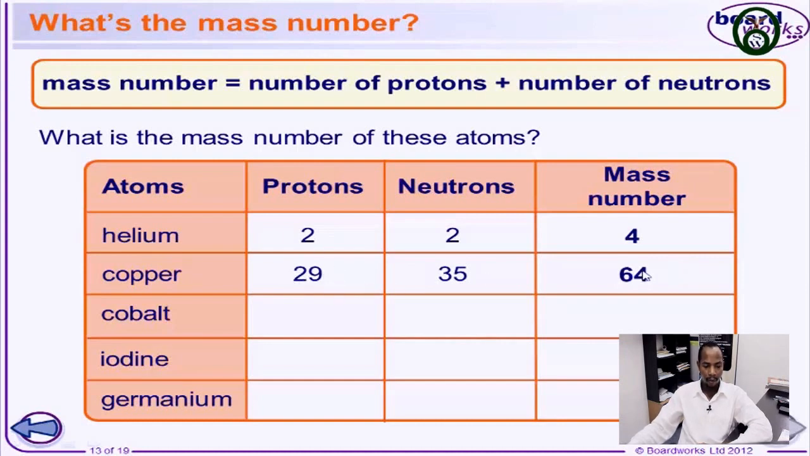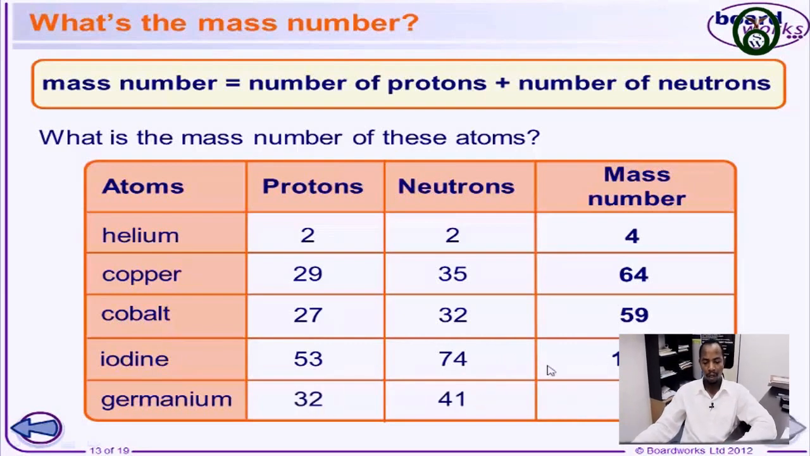Now, for cobalt, if the number of protons is 27 and the number of neutrons is 32, it therefore means the mass number will be 59, because 27 plus 32 is equal to 59. Now, what of iodine? If the number of protons is 53, which is the atomic number of iodine if you take a look at the periodic table, and the number of neutrons is 74, what will be the mass number? 127, because 53 plus 74 equals 127. Is that okay? Great. What of germanium? 32 protons, 41 neutrons.